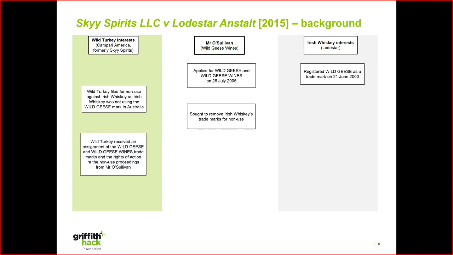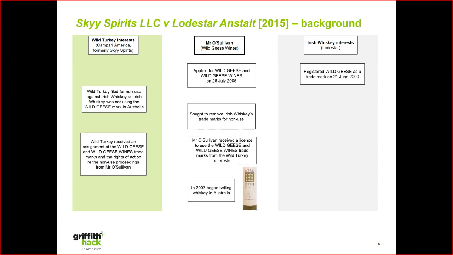So what he decided to do was get in touch with Wild Turkey, and he decided to assign his trademark application to Wild Turkey in exchange for a license back. And that way he was planning on going on with his winery down in South Australia and exiting the dispute. So he received a license back. It wasn't a very comprehensive license, but he got on with selling wine. My slides are a little bit out there. They say he was selling whiskey, but what he got on with doing was selling wine.